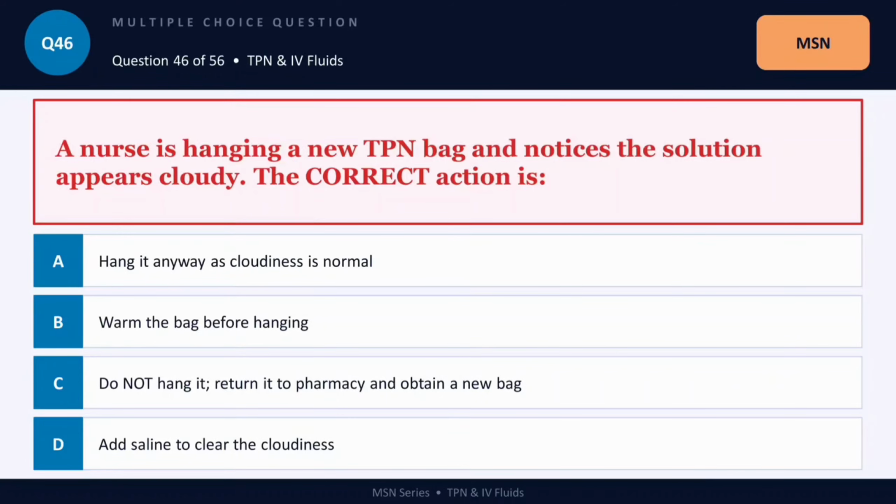Question number 46. A nurse is hanging a new TPN bag and notices the solution appears cloudy. Option A. Hang it anyway as cloudiness is normal. Option B. Warm the bag before hanging. Option C. Do not hang it. Return it to pharmacy and obtain a new bag. Option D. Add saline to clear the cloudiness.